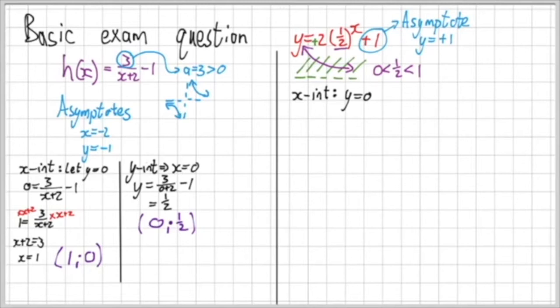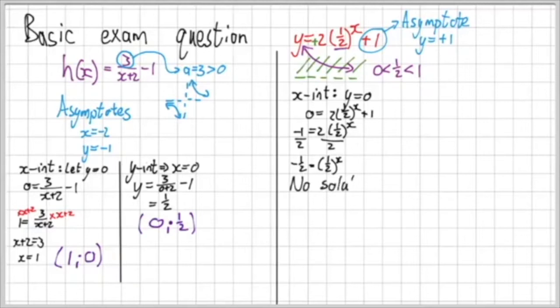But let's go on. The x-intercept: if I make y equal to 0 and I'm trying to isolate my half to the power of x, I'm sitting with a half to the x equal to negative a half. Now that is impossible, because a half to the power of anything remains a positive answer. So in other words, there's actually no solution. It will make sense in a little while. Next up, the y-intercept. Let's make x equal to 0.